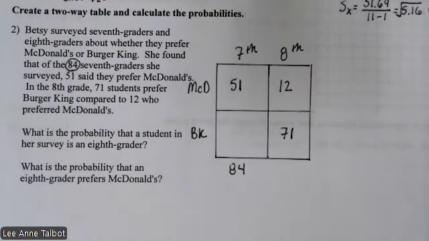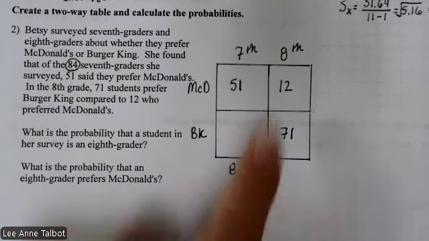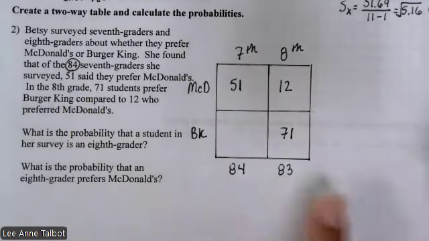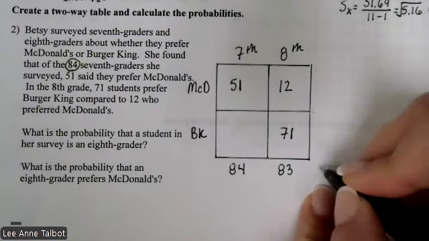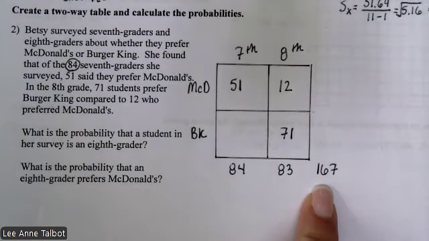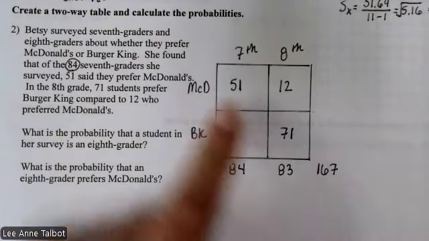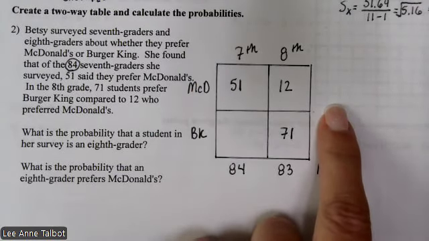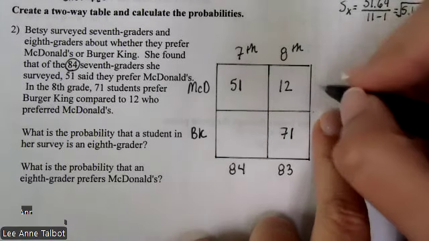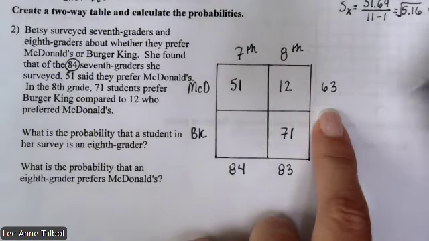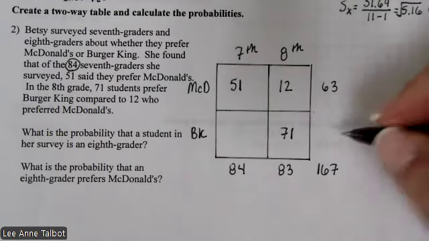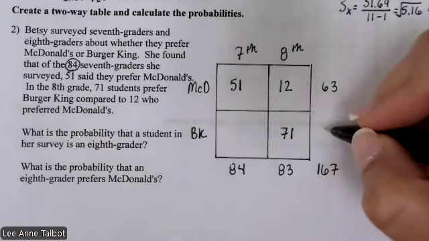Yes. Okay, so that's my next question. How do I get the rest of the boxes? Yeah, okay, so add those two. That makes 83 8th graders. How many total then? 167? Okay, and what about the total who like McDonald's? This would be 104.